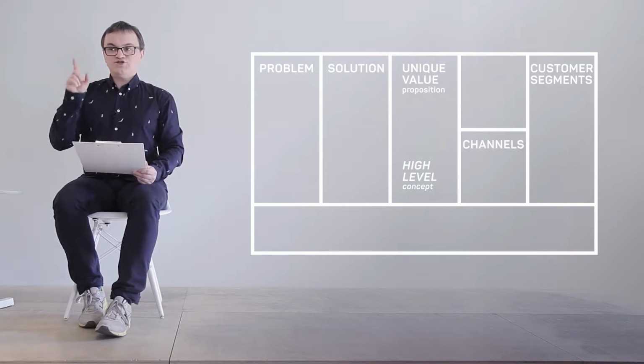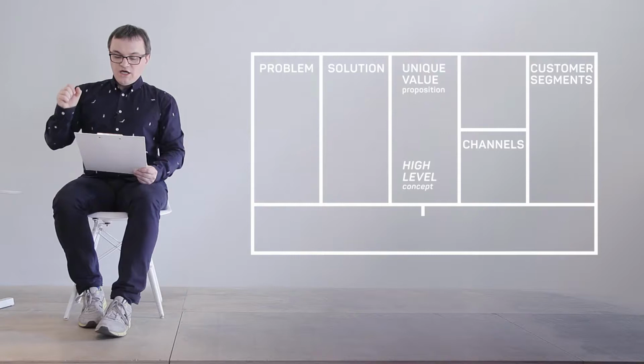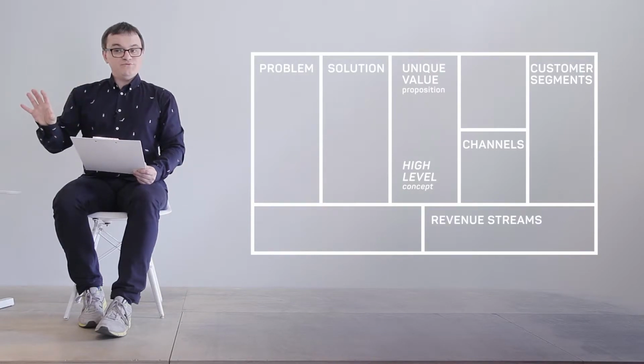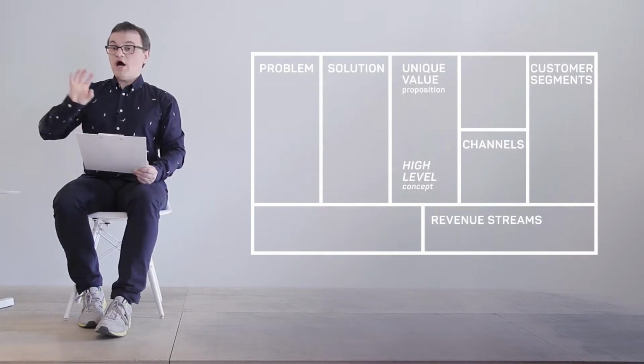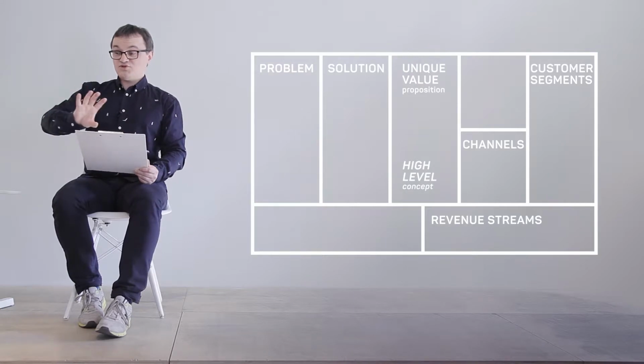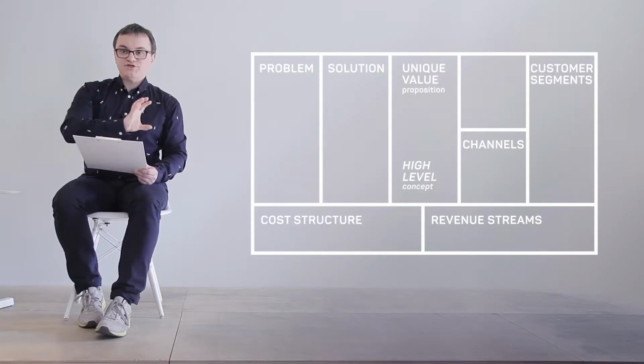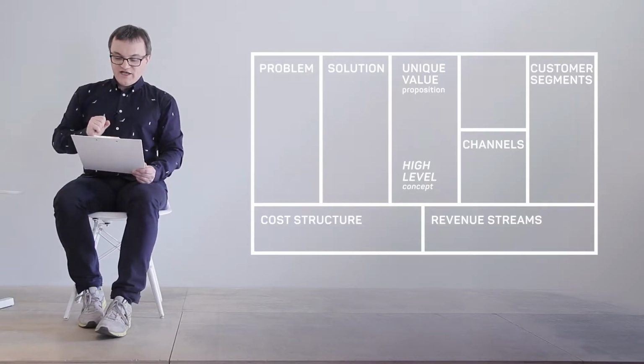Then you have channels. Channels are how you reach the customer segments with your unique value proposition. Then of course there are revenue streams: how you can make revenue, what the pricing models are, or how you generate revenue. These are different ways of doing that. Then you have the cost structure. What would be your cost to deliver that value?